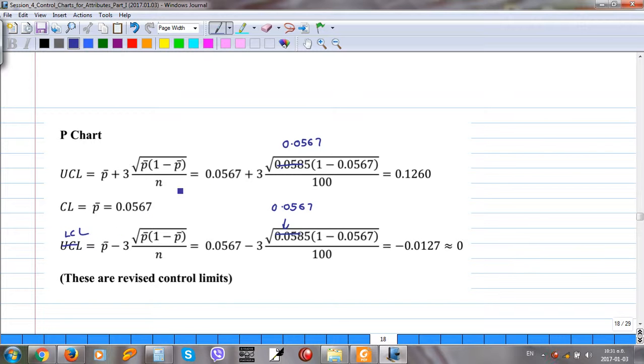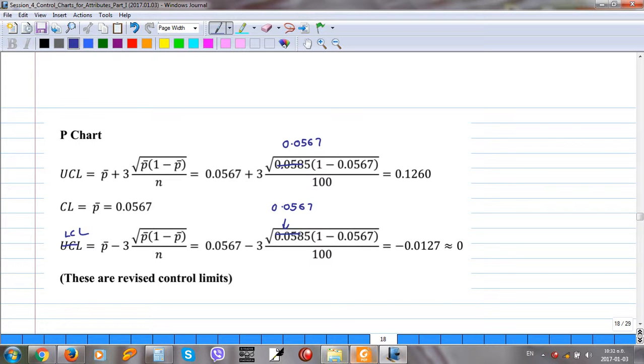Upper control limit as 0.1260, then p bar 0.0567, and lower control limit again the minus value. It means you have to approximate it to 0. Then these are the revised control limits. That is the thing actually asked in these types of problems. If you learn these things, you can easily solve these kinds of problems.